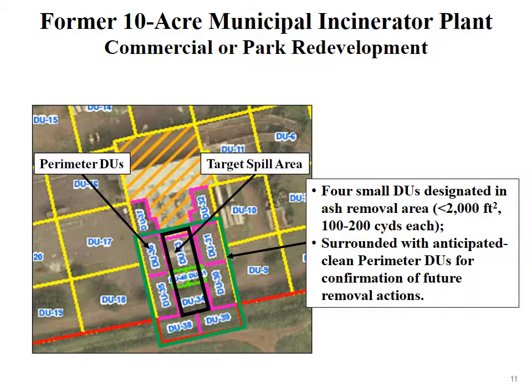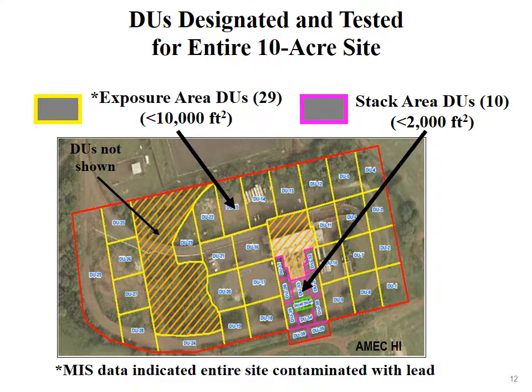Now the rest of the property was again 10 acres. Because it was going to be used potentially for a park, though initially not suspected to be contaminated, they divided the entire rest of the property into 10,000 square foot decision units. These were based on potential exposure areas, mainly to give good resolution for the property. One area here says DUs not shown. That was also subdivided into exposure area decision units of about 10,000 square feet, and tested.